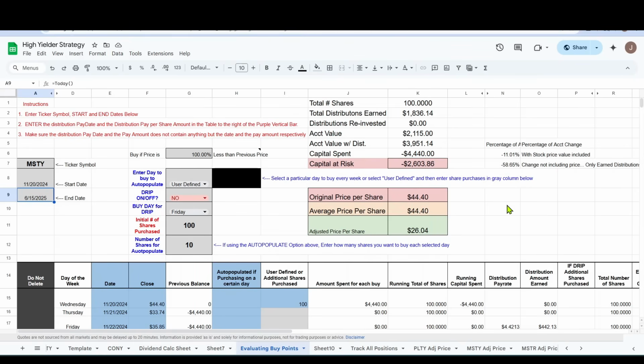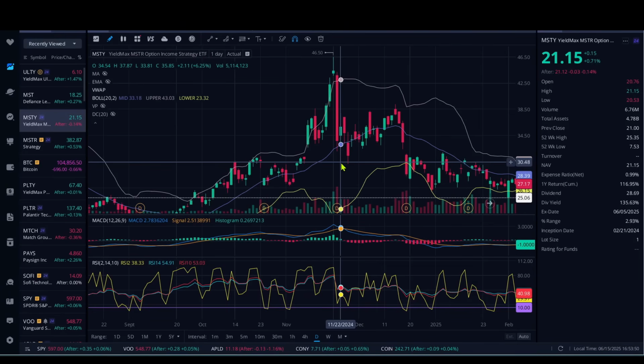All right, so here we are back on the spreadsheet, and this is the same one we were looking at before. And as you can see, we had that start date of November the 20th. And if we go over to the Webull chart, I'll show you what I mean by the highest price. All right, so here we are on the Webull chart. And as you can see, this is the highest candle for MSTY.